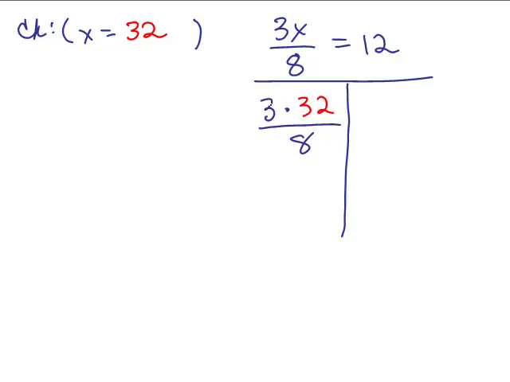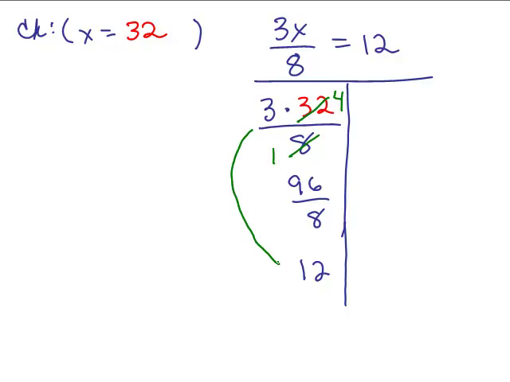Now, you could multiply 3 times 32 if you want and get 96 divided by 8, and then do 96 divided by 8 and get 12. I think that's one way of doing it. Or you could cancel before multiplying. You could cancel the 8 into the 32 and get 4 and just say 3 times 4 and go directly to getting 12. Both of those are fine. And on the right hand side we have 12, so it checks. So that means this is the correct solution, x equals 32.